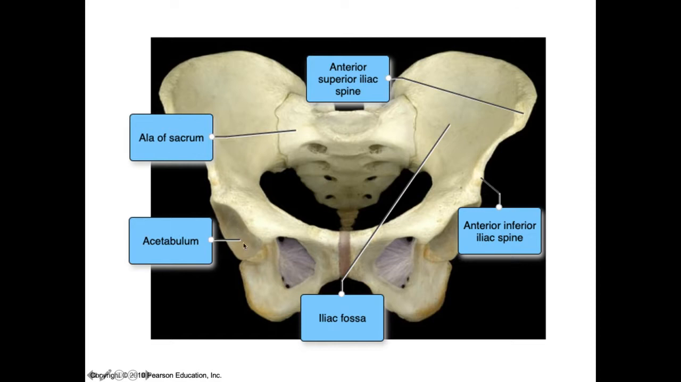Here's your acetabulum or acetabular fossa. That's where the head of the femur articulates with. This is the ischium. This is the ilium. This is the pubic bone. So you have an ilium, pubic, and ischium. Those are the three bones on each side that make up the pelvis. Okay.